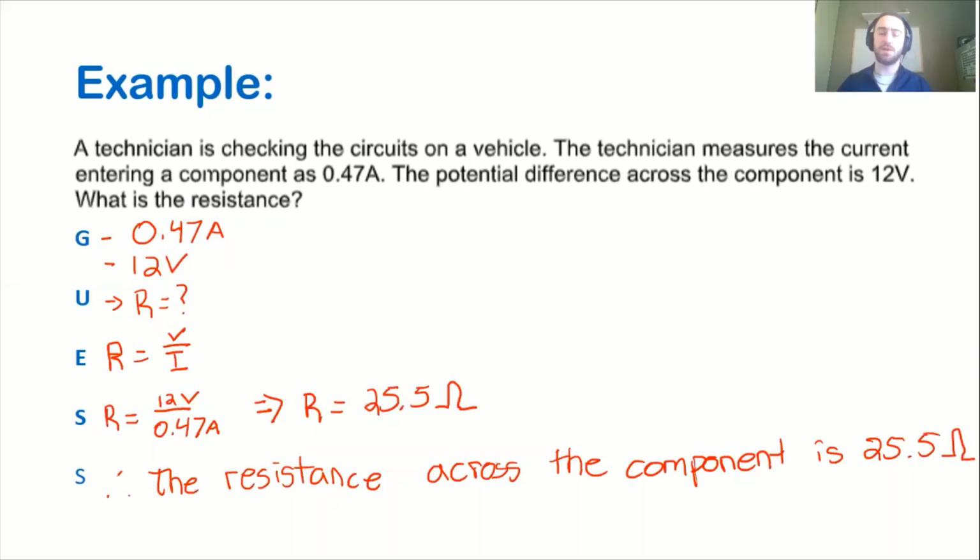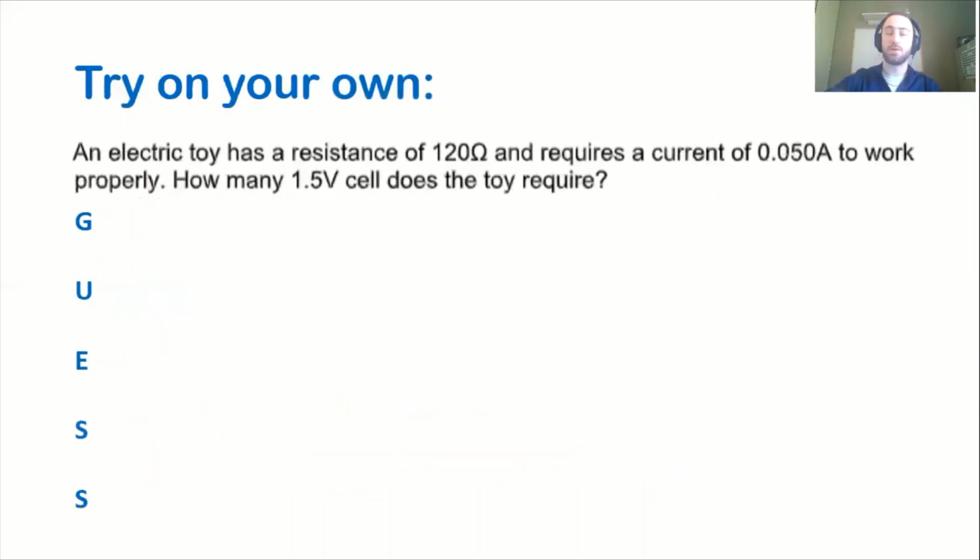So these questions are very similar to the ones we were looking at in relation to current and potential difference. Now we're just looking at resistance. So if we remember our formula or our little triangle, we're able to solve these questions with ease. So I have one more that I want you to try on your own, and restart the video when you get either stuck or you get a final answer.